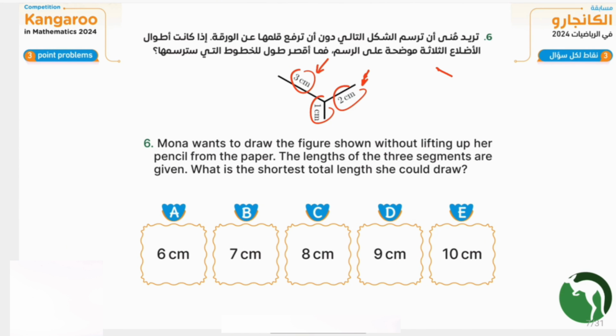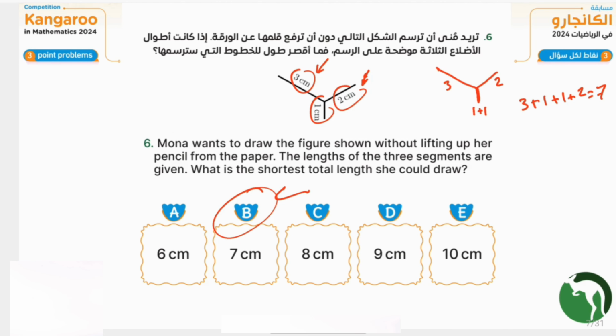Okay, we will start from 3 and then go to 1 and then back again to the center and end up with 2. So here we have 3 and here we have 1 plus 1 because we went again to the center, and we have here 2. So 3 plus 1 plus 1 plus 2 is equal to 7, and B is the correct answer.